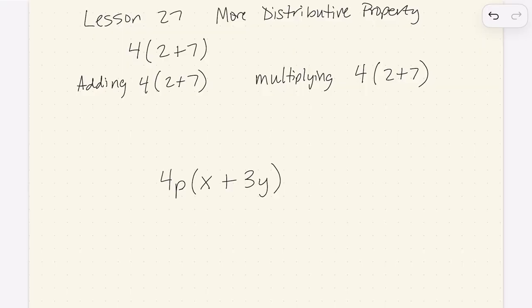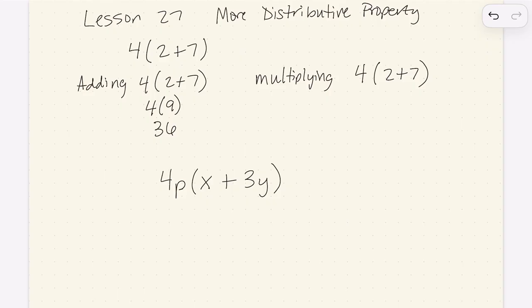Today we are going to do lesson 27, more distributive property. So far we have done 4 times 2 plus 7 two different ways. We've done it where we added first and we've done it where we multiplied first. So when we added first, it looks something like this: 4 times 2 plus 7, then we added that 2 plus 7, so then it was 4 times 9, and then 4 times 9 is 36.